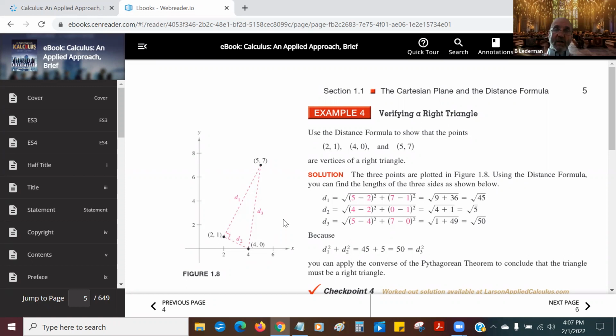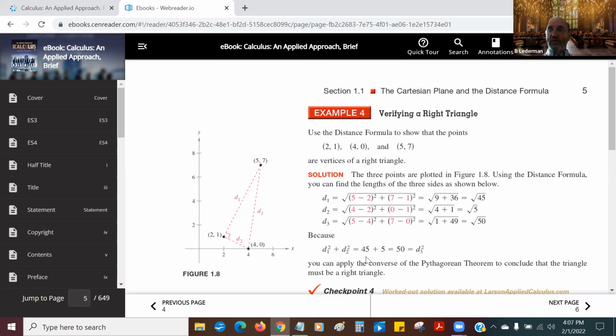And finally, D3 is between these 2 points right here. So it's going to be 5 minus 4 squared, and then 7 minus 0 squared. I'm subtracting the x's, I'm subtracting the y's, squaring them. And that becomes 1, and that's 7. So 1 squared is 1, 7 squared is 49. It'll be 50.